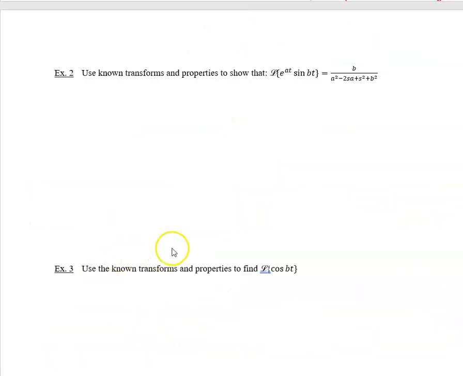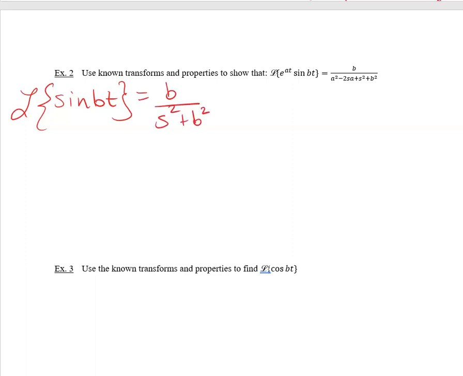All right, number 2 says use known transforms and properties to show that the Laplace transform of e to the at times sine of bt is equal to this expression. Well, from the previous example, I should say it's from that chart from the last lesson, a known transform, the Laplace transform of just sine of bt, is equal to b over s squared plus b squared.